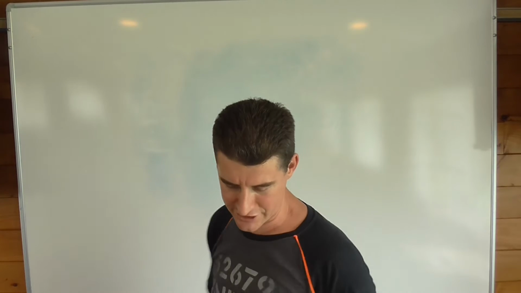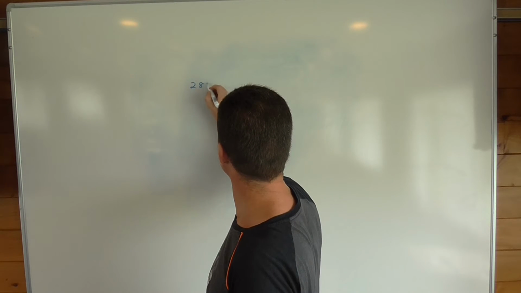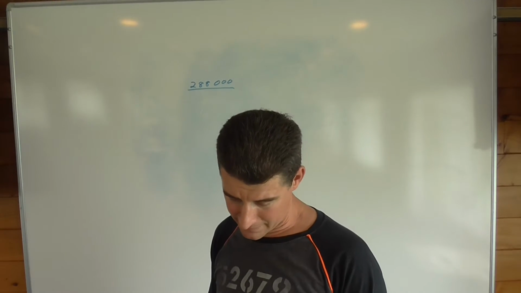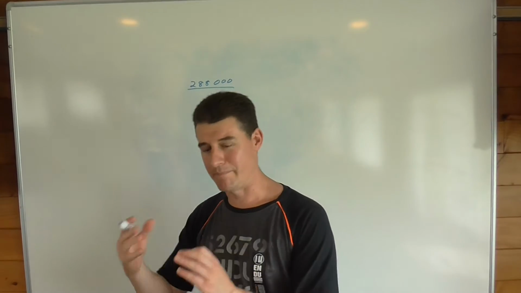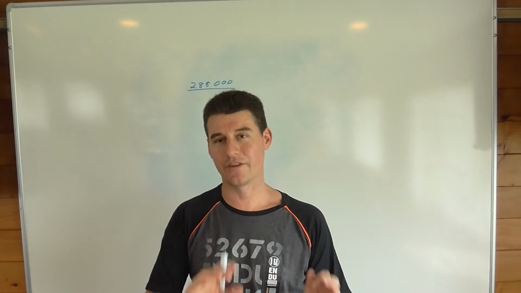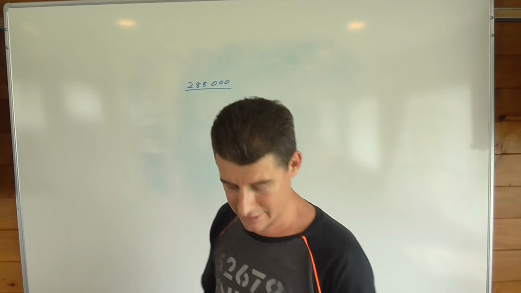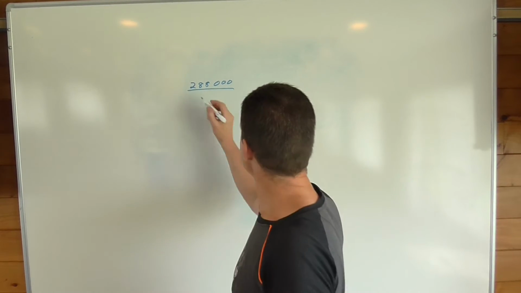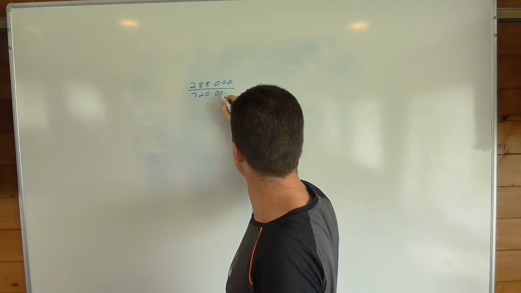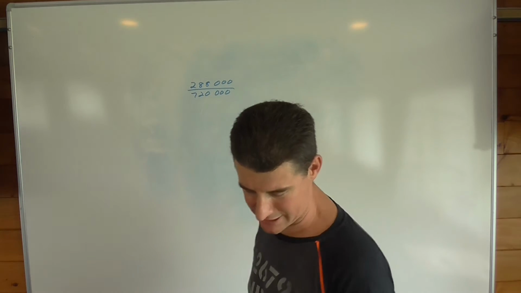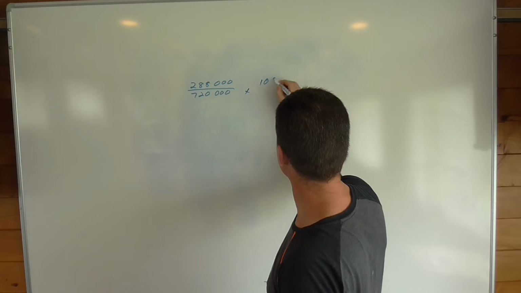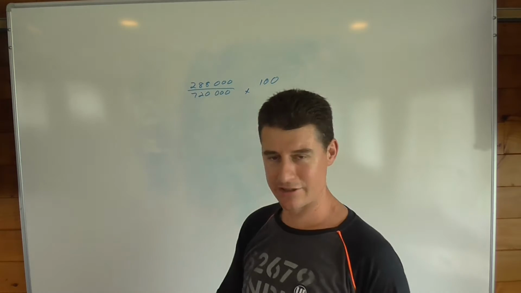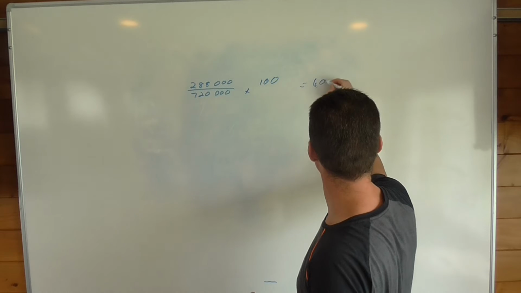So let's look at the first year. It's 288,000 divided by, and that is what it's being compared to. So the thing that it's compared to goes at the bottom, or the denominator: 720,000. So they want to know what percentage it is, so once again, multiplied by 100. So 288 divided by 720 equals 40%.